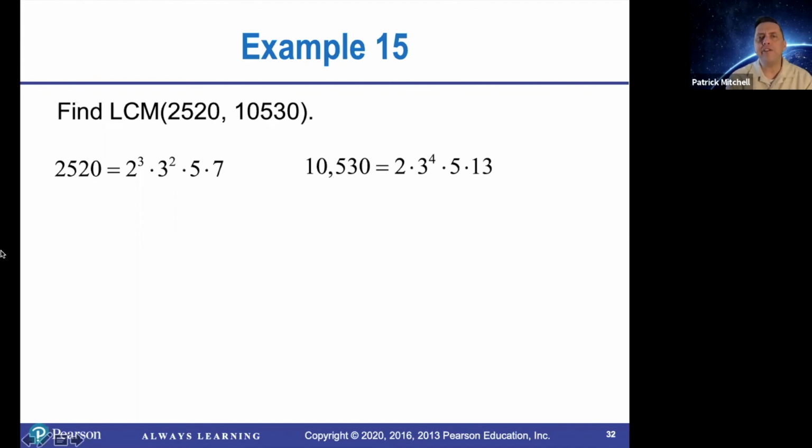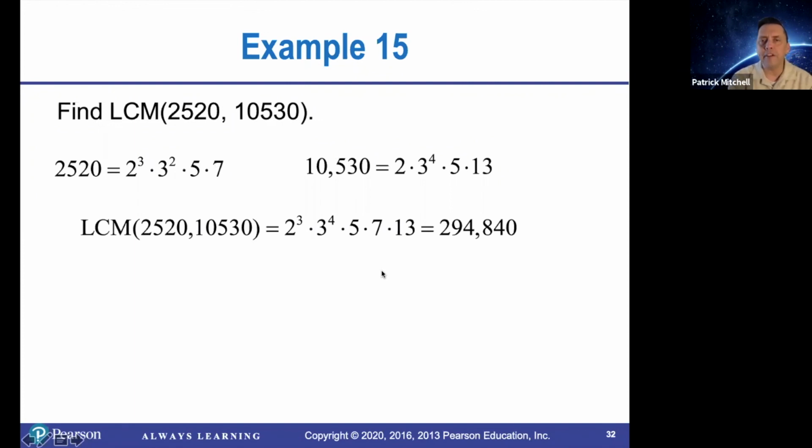It's a good excuse to review your factor trees. And the prime factorization of 10,530 is 2 times 3 to the fourth times 5 times 13. So the union of all the prime factors that occur in those two numbers would be 2, 3, 5, 7, and 13. And the largest power of each of those prime factors would be 2 to the third, 3 to the fourth, 5, 7, and 13. And the product of those powers is 294,840.